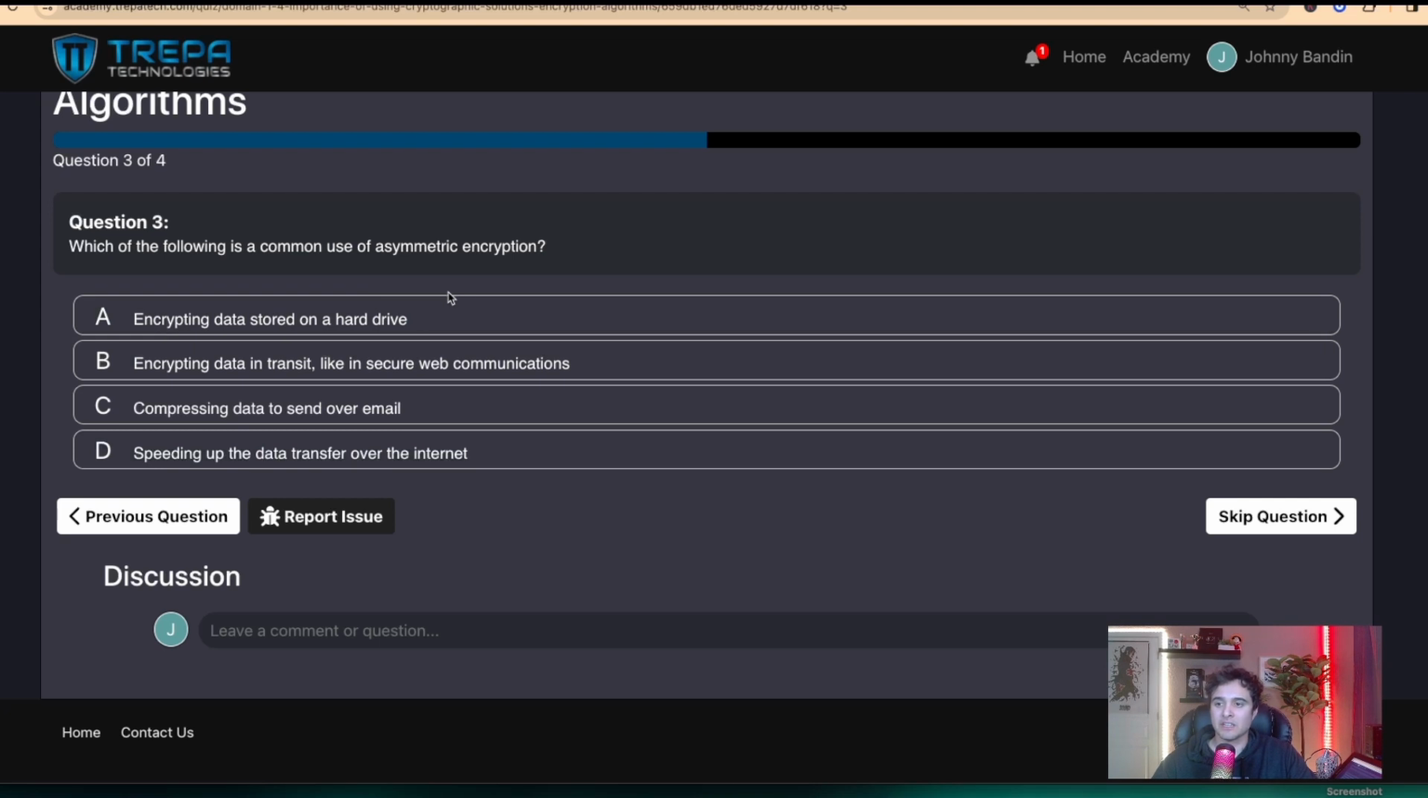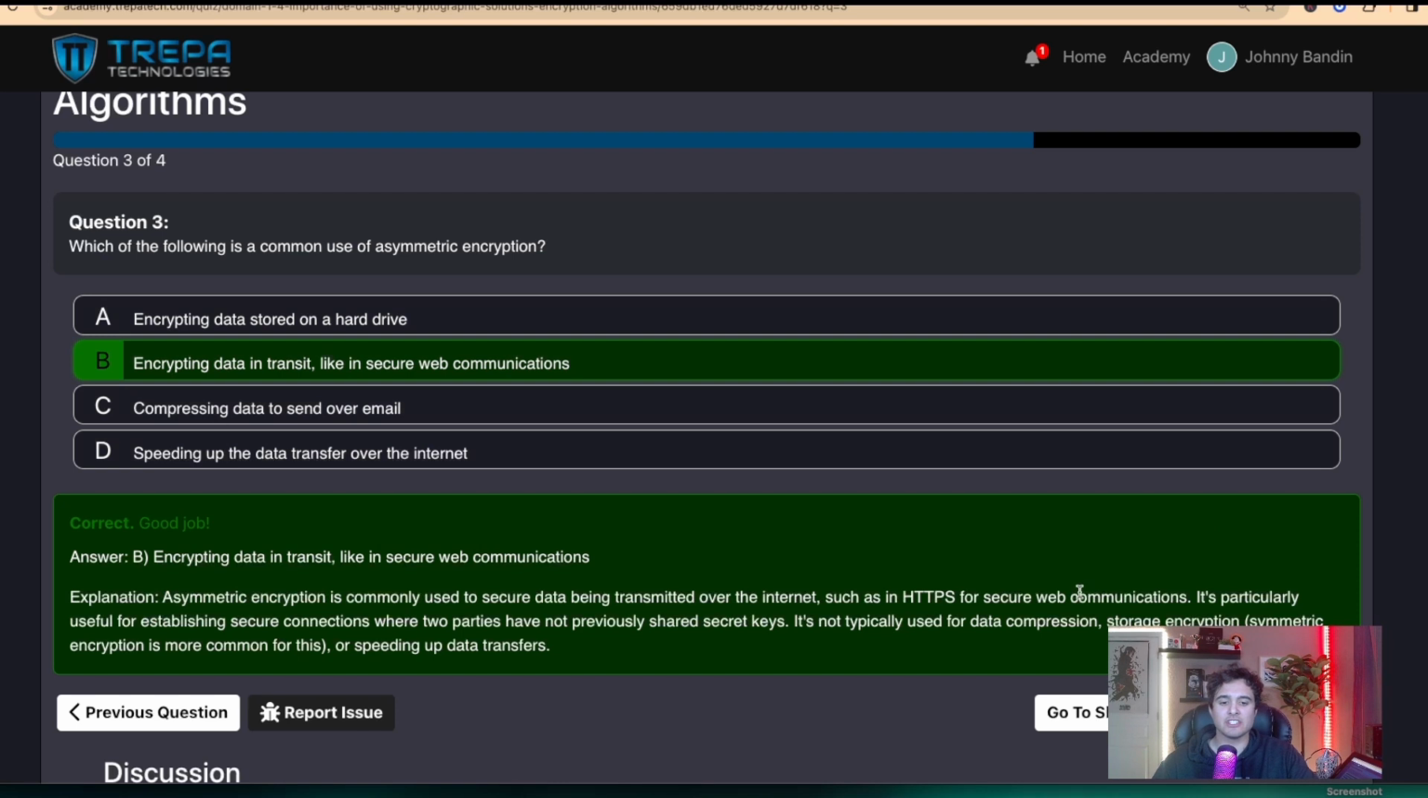Next question. Which of the following is a common use of asymmetric encryption? A is encrypting data stored on a hard drive. B, encrypting data in transit. C, compressing data. Or D, speeding up the data transfer over the internet. I'm going to go with B, encrypting data in transit like secure web communications, and that is correct. So using HTTPS, TLS, you use asymmetric encryption to make that initial connection to the web server. That's part of the public key infrastructure, which we're going to go over in the next couple videos.